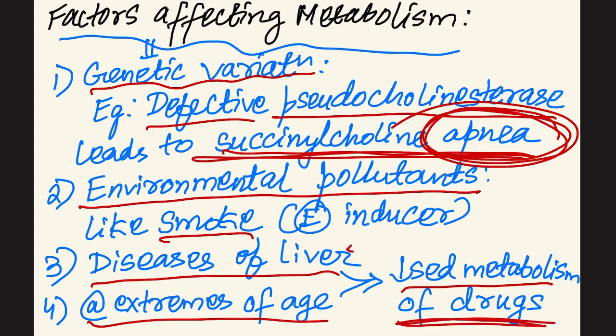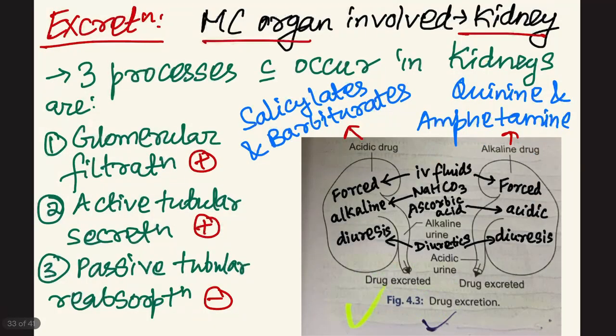So in such cases, when the individual is having diseases of the liver, or if the individual belongs to extremes of age, then we might have to decrease the dose of the drug from normal dosing. Now coming to the last process in pharmacokinetics, that is excretion. So the most common organ which is involved in excretion is kidney.